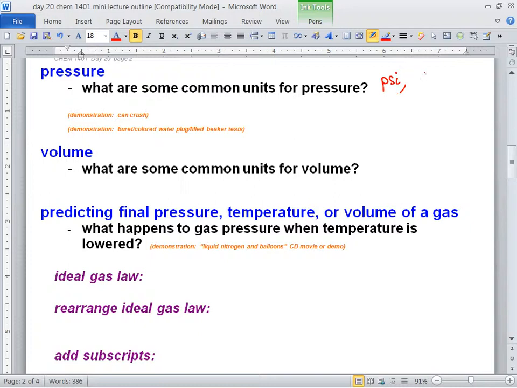We're going to use, like, what does ATM stand for? Atmospheres. There's torr. There's millimeters of mercury. There's pascals. That's PA. So Alyssa, what would KPA stand for? If PA is pascal, KPA would be? Kilopascal. Good.